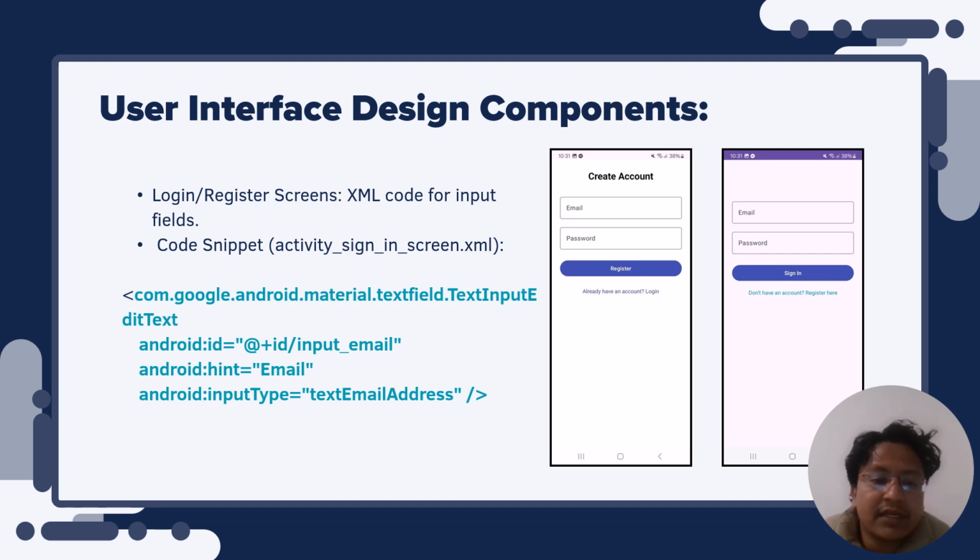User interface design component: login and register screen, XML code for input. Personal Expense Tracker's login and register screen uses Material Design TextInputLayout for polished, error-resistant input fields. First of all, we register with our email and password. If we are already registered, we just log in to the software.